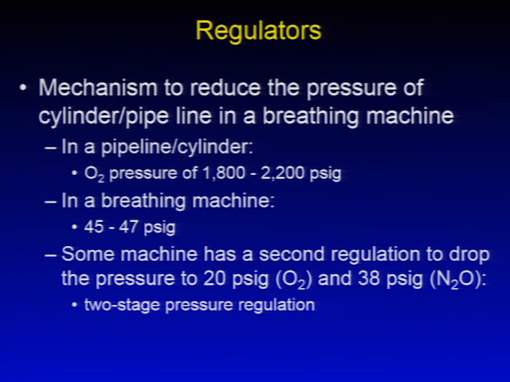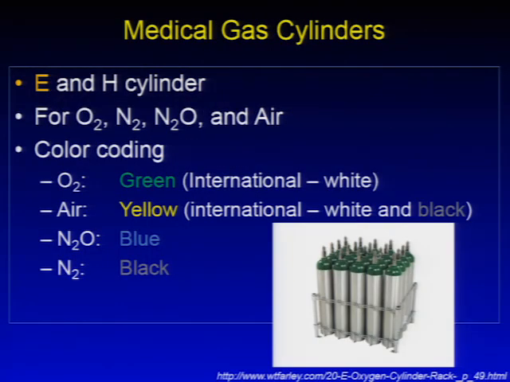And then to the ventilator, the second regulator further reduces the oxygen pressure to 18 to 20 psig. I'm going to talk about that a little bit later. Some machines have a second regulation to drop the pressure to 20 psig for oxygen and 38 psig for nitrous oxide. Anyway, the patient is protected with the two-stage pressure regulation.